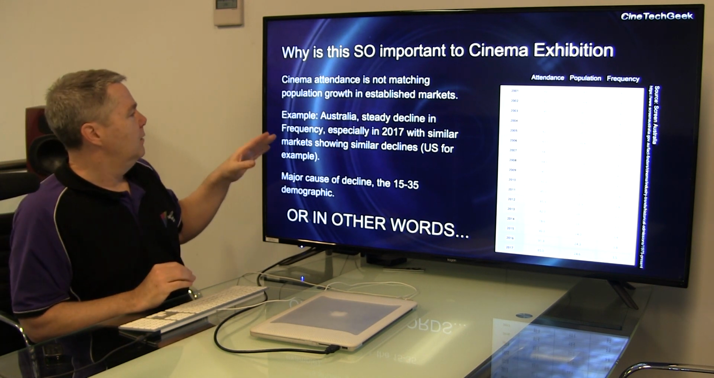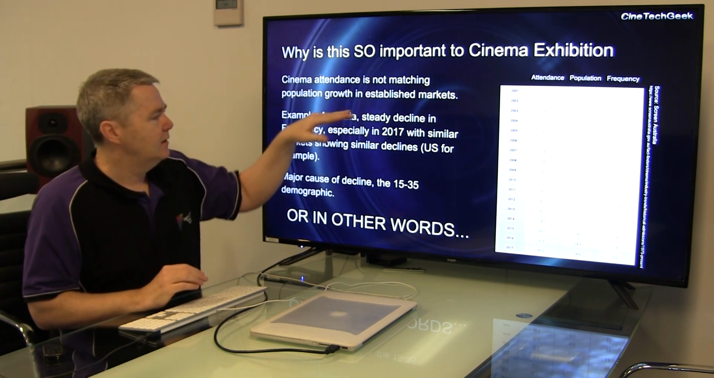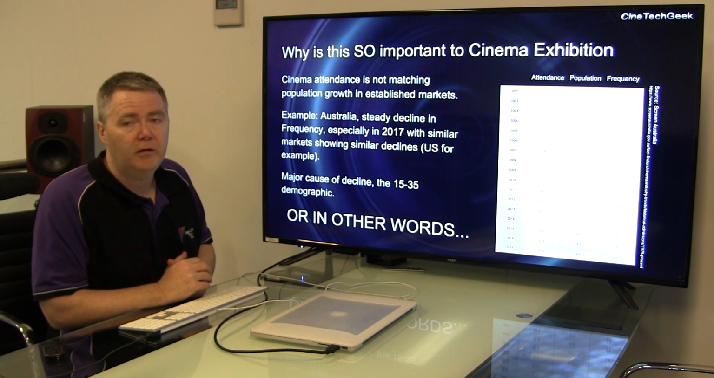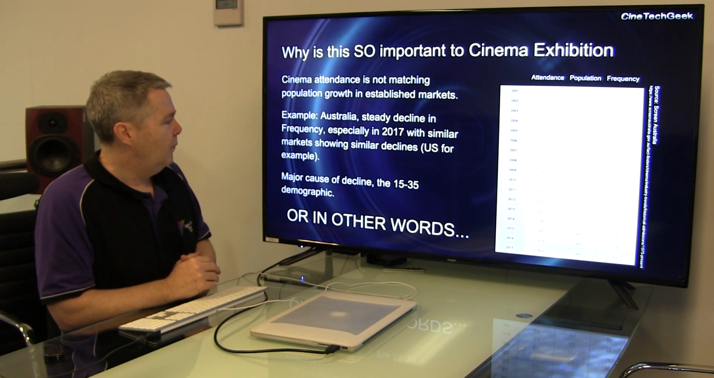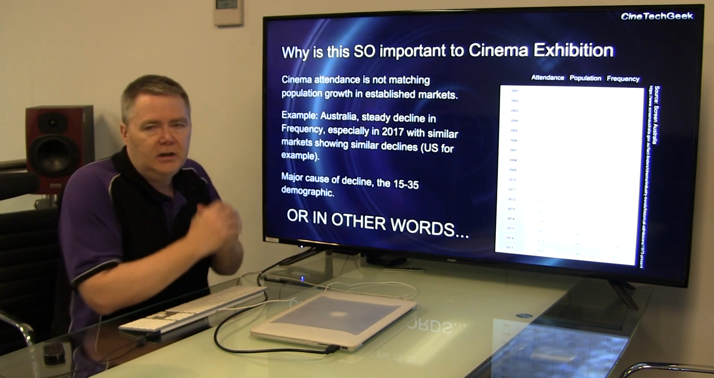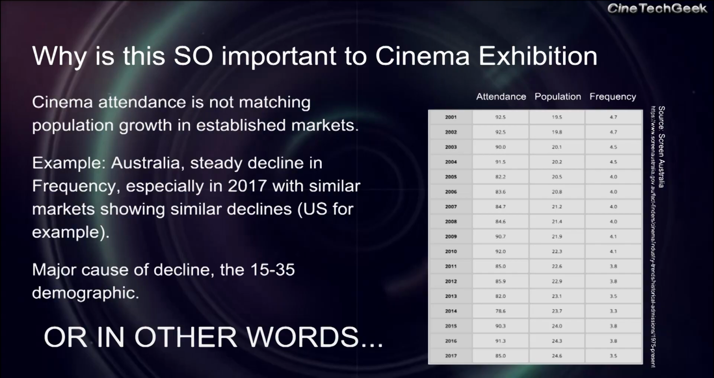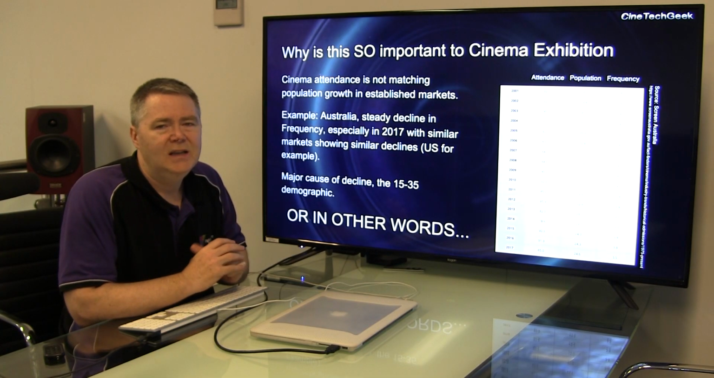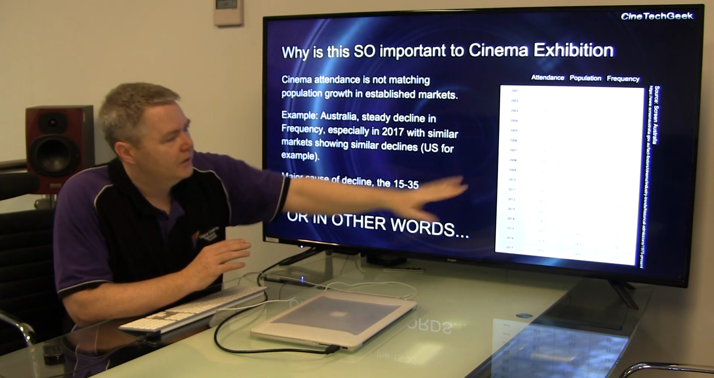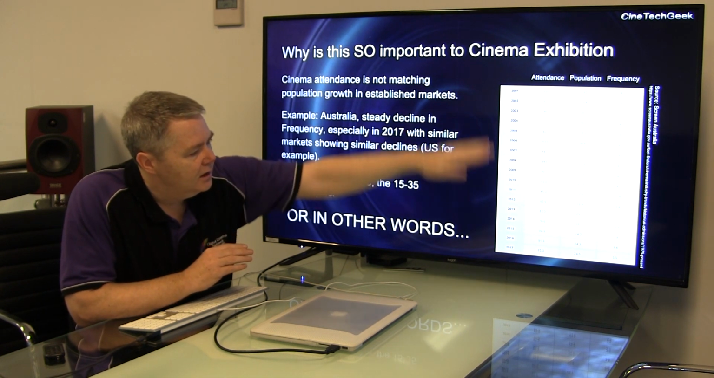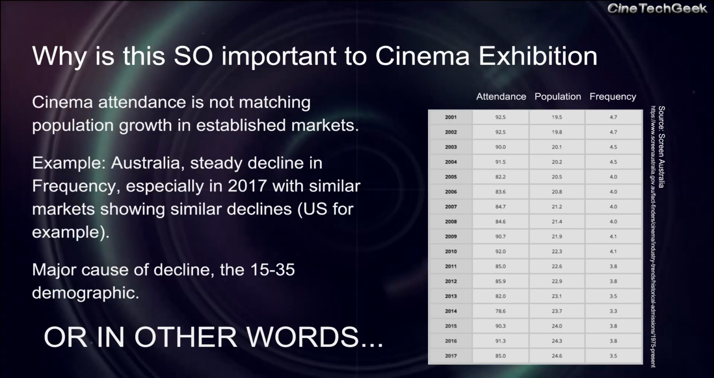Well, attendance is not matching population growth in established markets. Still a lot of growth in certain parts of the world. Now let's look at Australia. I'm from Australia, so I know the numbers there quite well. And here's Screen Australia, some numbers here, from 2001 to 2017, and you'll see in the last column the frequency. That's the average number of times someone goes to a film in a year. And you'll see over the last many years, it is slowly going down.